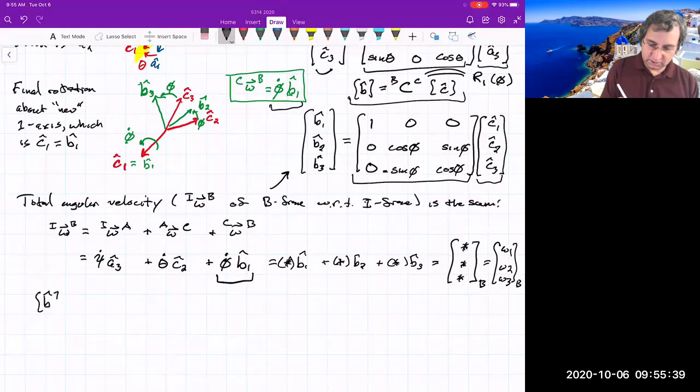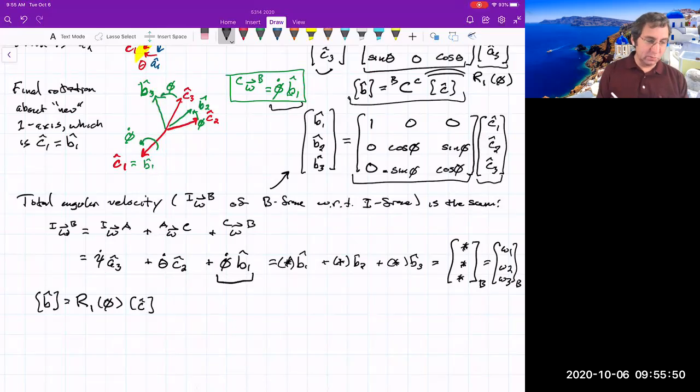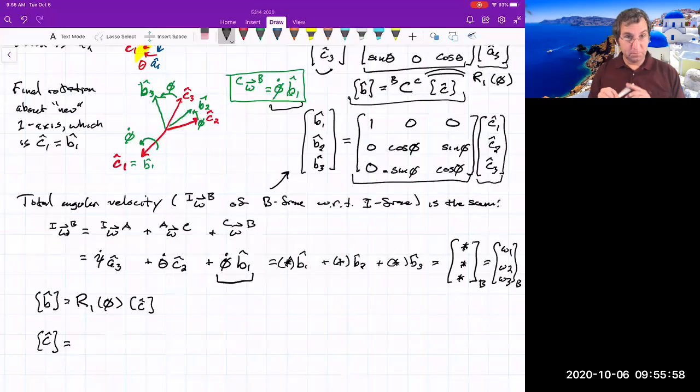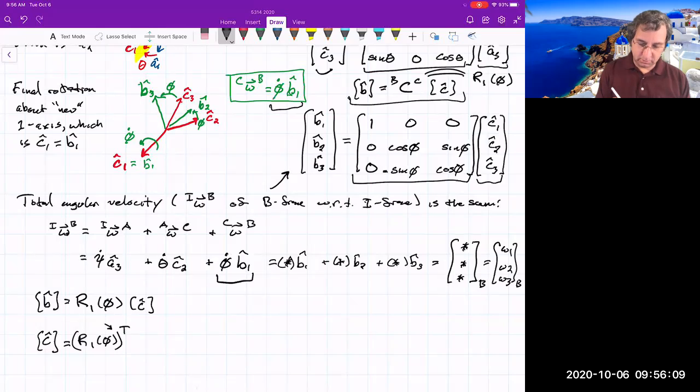The B directions equals pure rotation about phi times the C directions. And we can invert that. C equals, because the inverse of a rotation is just the transpose, R1 phi as a matrix transpose. This is just to remind ourselves that this superscript T means transpose of the matrix, okay? Times the B directions. So what does this give us?